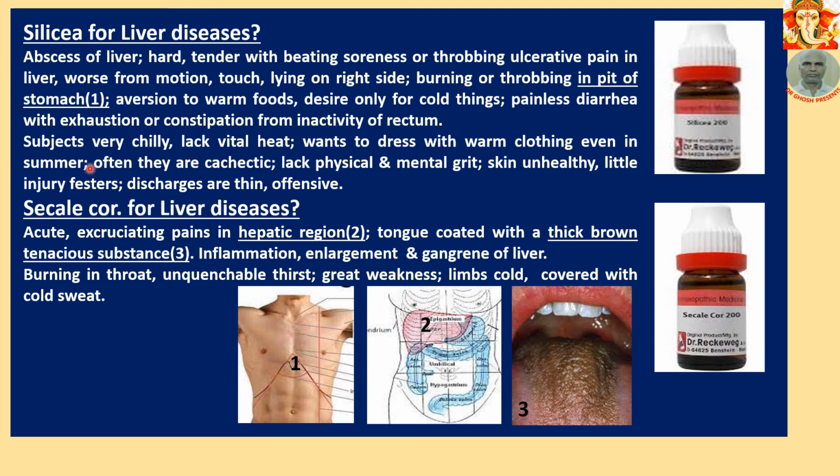General symptoms. Secale cornutum for liver diseases: acute excruciating pain in hepatic region. This is the liver, so the chest or abdominal part that is in contact with it is called the hepatic region. Tongue coated with a thick brown tenacious substance. Inflammation, enlargement and gangrene of liver. Burning in throat, unquenchable thirst. Great weakness, limbs cold, covered with cold sweat.